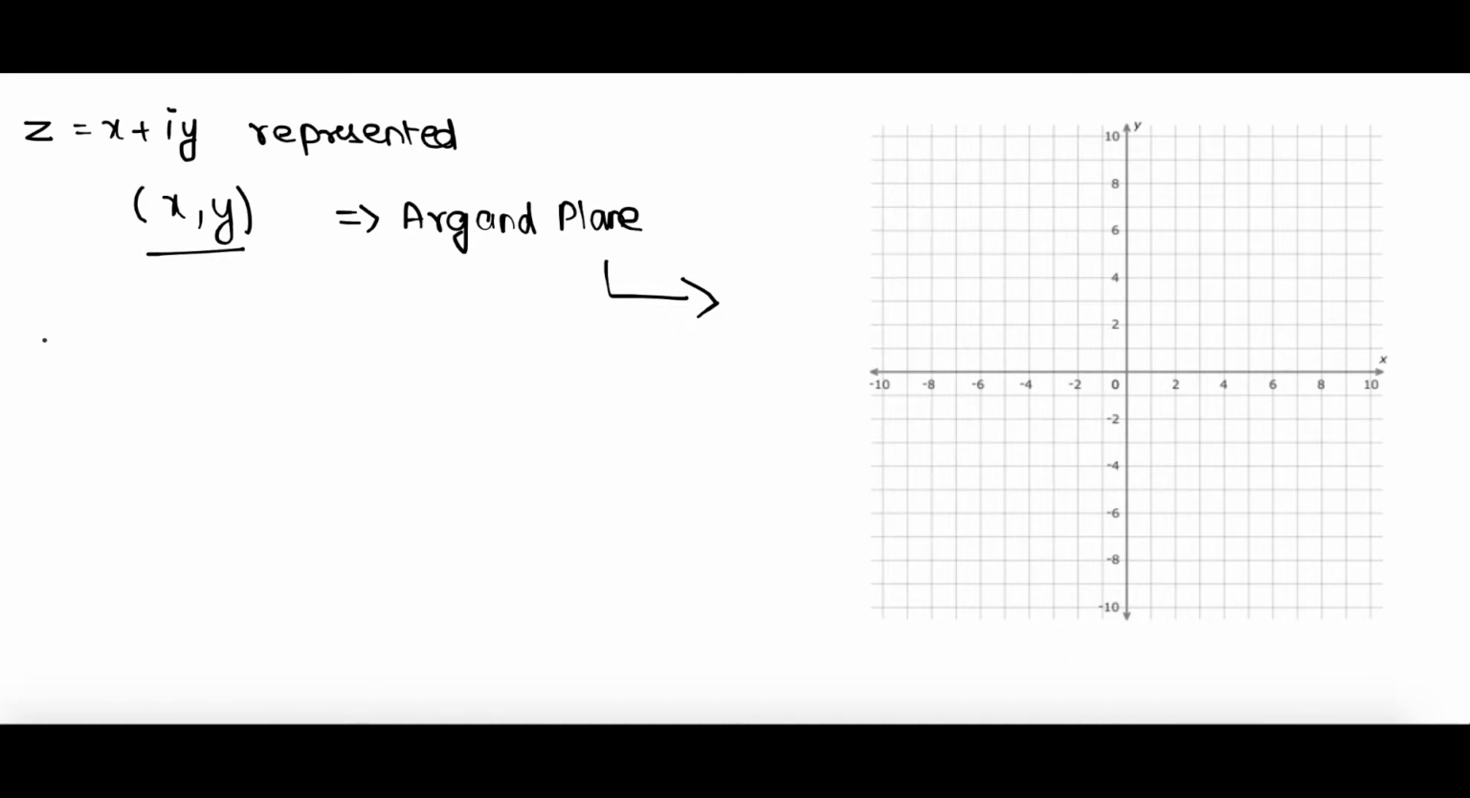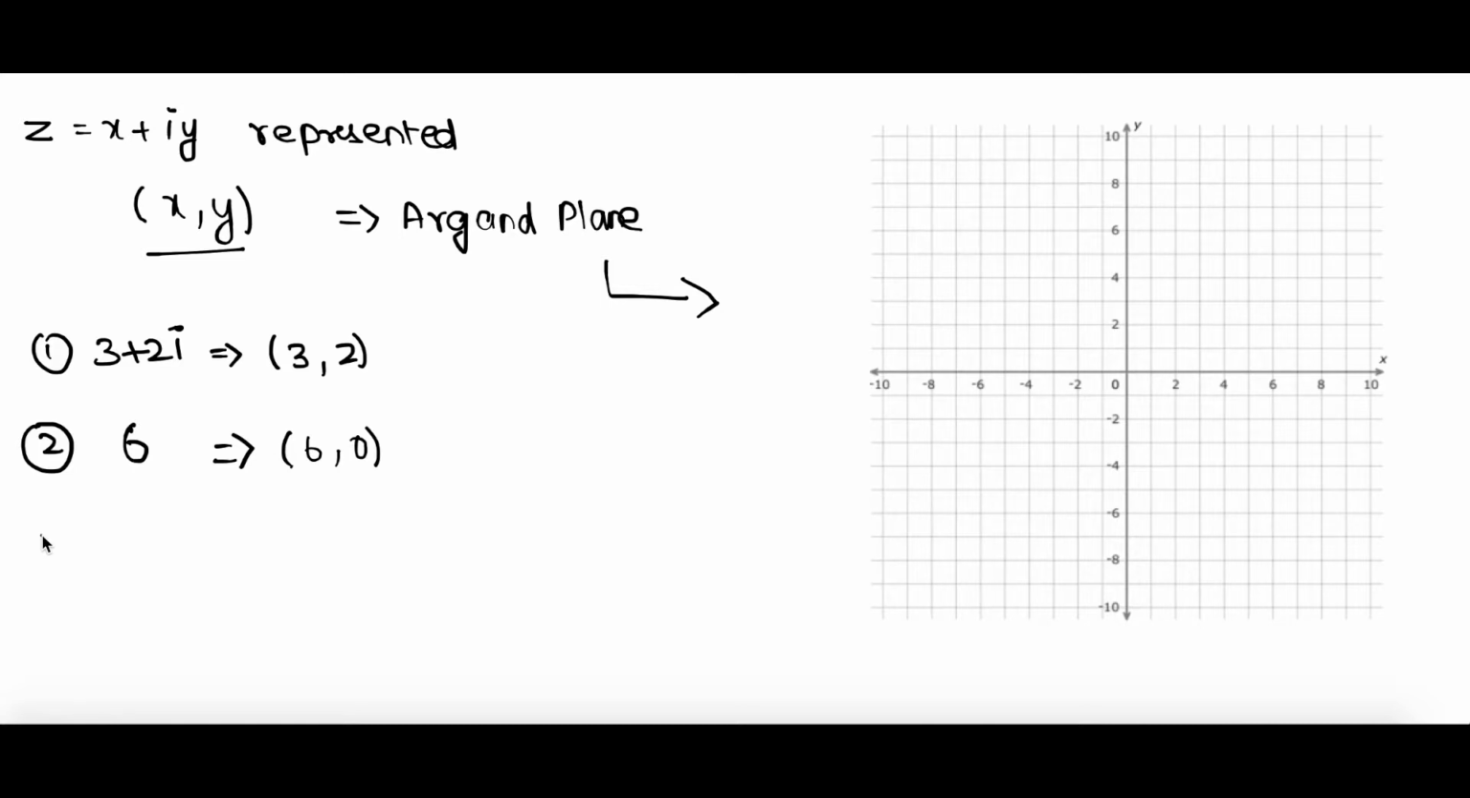Let us take an example of 3 plus 2i. We can represent this as 3 as the x-axis and 2 as the y-axis: 3 comma 2. Second example is the number 6. It has only the real part, the imaginary part is missing, so we can write it as 6 comma 0. As the imaginary part is missing, we are writing it as 0.